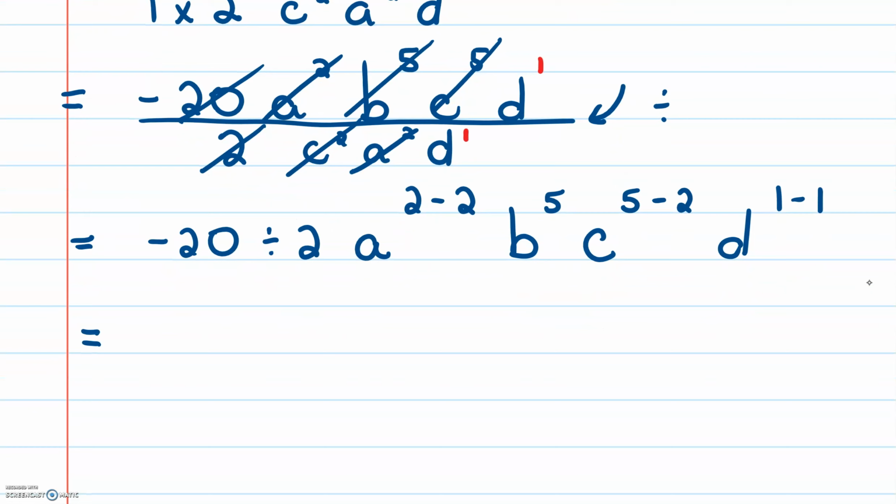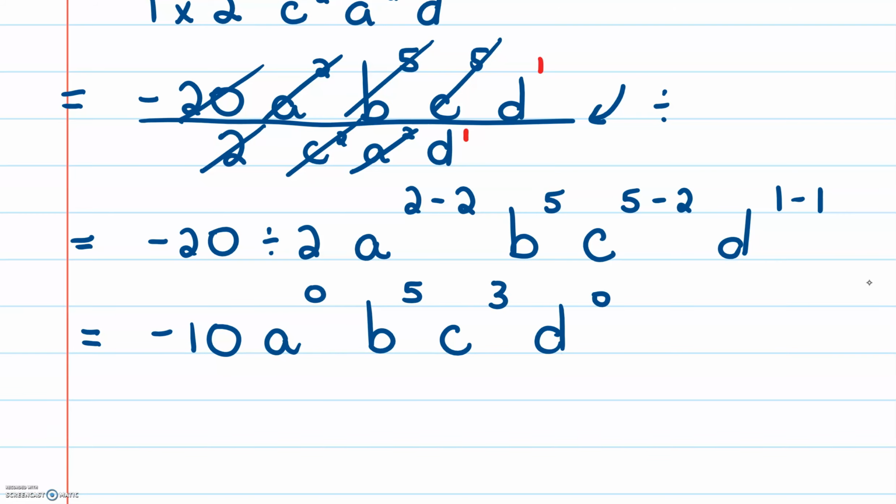So if you do negative 20 divided by 2, you will get negative 10. 2 minus 2 is 0. b to the power of 5 hasn't changed. 5 minus 2 is 3. And 1 minus 1 is 0.